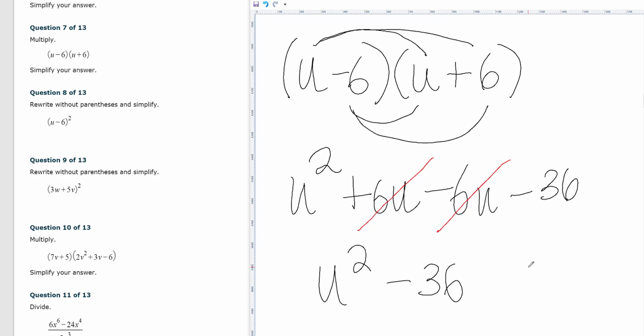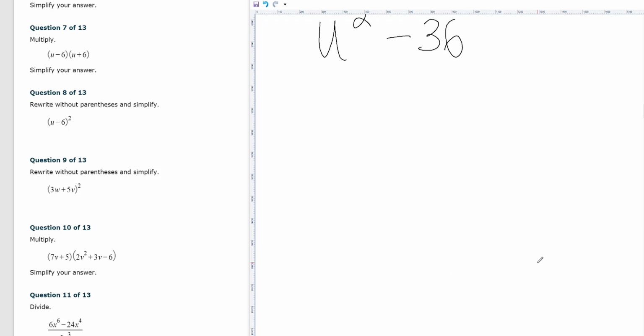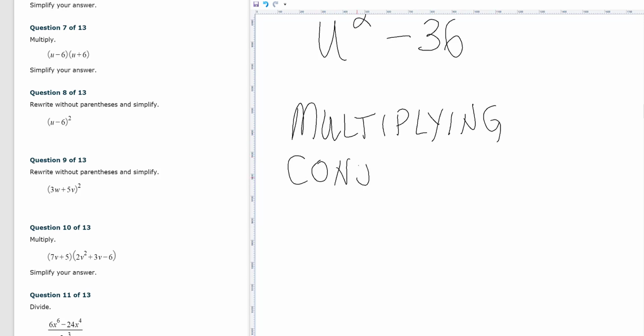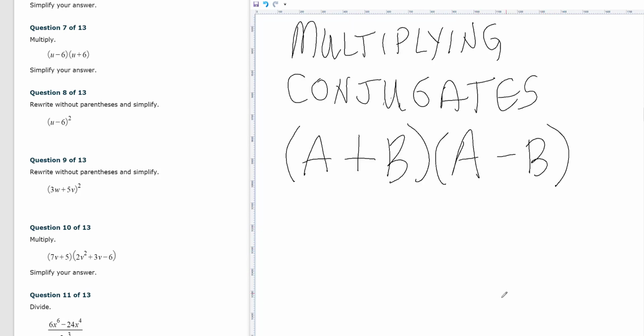So there is a shortcut name for this and a shortcut way to do it. This is called multiplying conjugates. And you need to know that word conjugate because we'll use it again in a later lesson. Conjugates. Multiplying conjugates. Conjugates are binomials that are almost the same. The terms are the same, but the signs are different. So they both have an a term and a b term, but one is addition and one is subtraction.